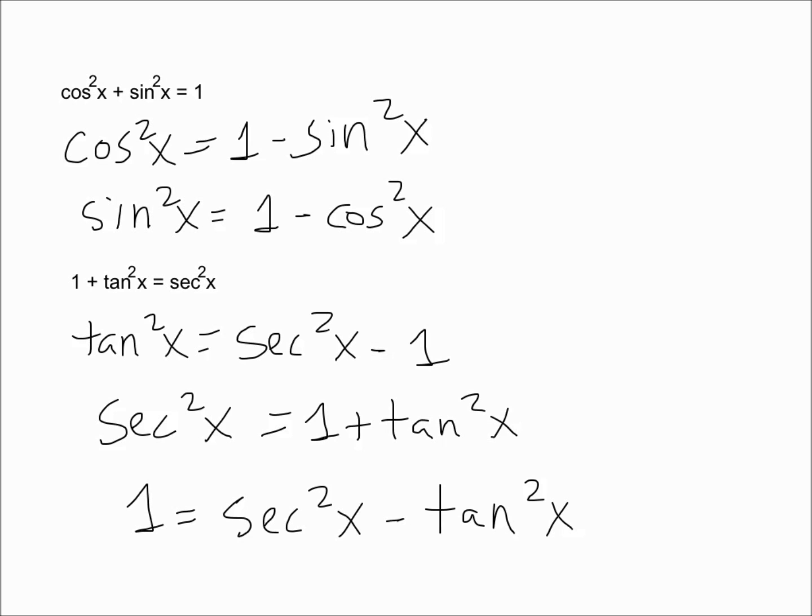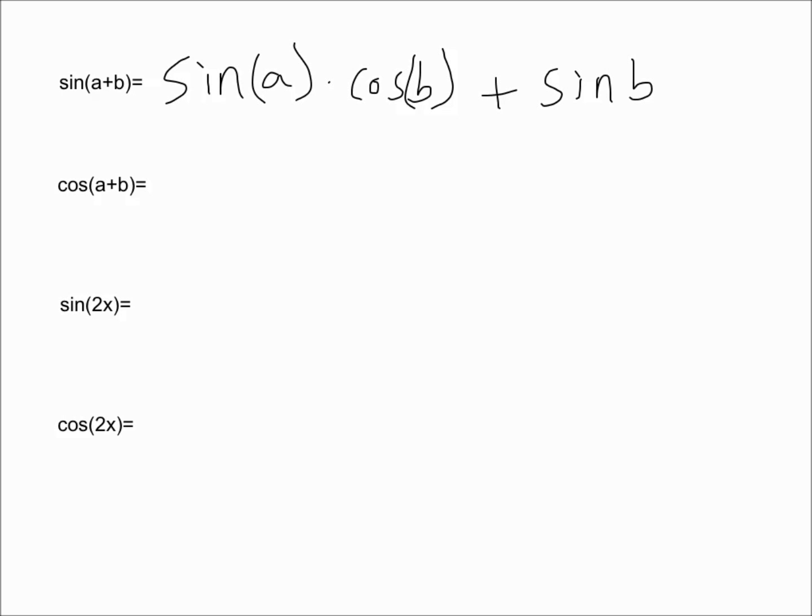There are 4 more identities I wanted to talk about. And those are the sine of a sum, the cosine of a sum, and the sine and cosine of 2 times x. First of all, the sine of a plus b is equal to sine of a times the cosine of b, plus the sine of b times the cosine of a.